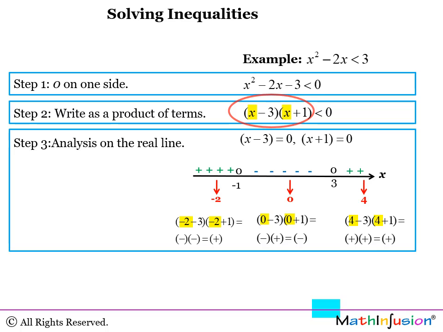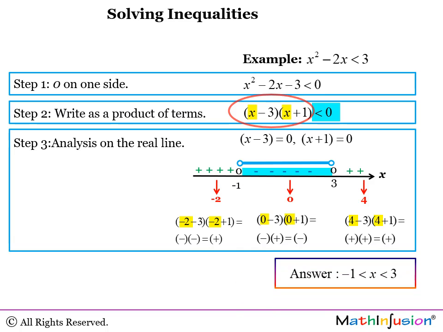Now we really care about answering the question. The inequality says that the expression has to be less than 0. We observe that between -1 and 3, this is strictly less than 0. And we get the answer that x is greater than -1 and less than 3.